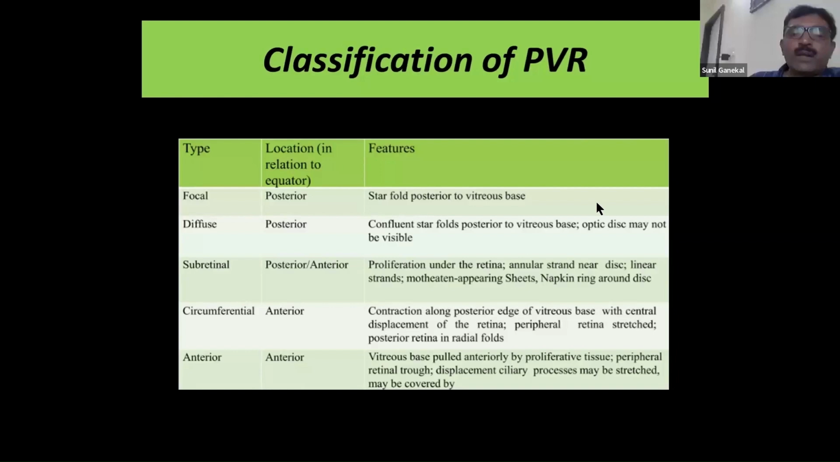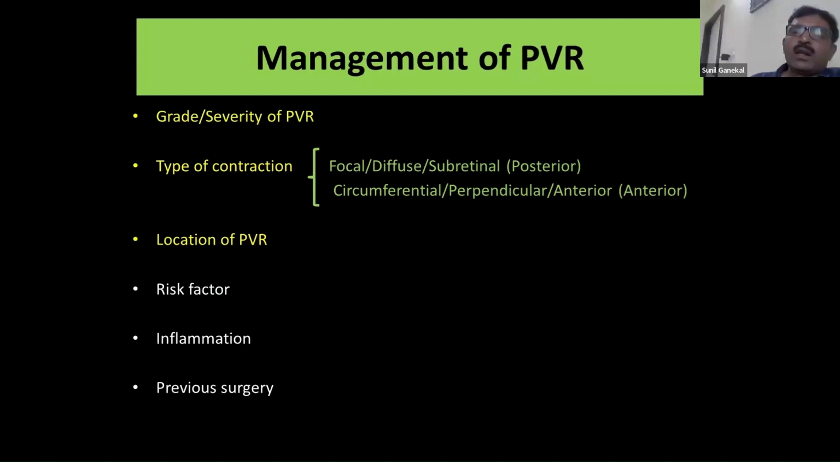The circumferential PVR develops at the edge of the vitreous base and causes central displacement of the retina. The anterior PVR, with the base pulled anteriorly, leads to ciliary body problems, detachment and complications. Now coming on to the management of PVR, there is no medical line of management as such; it is purely surgical.